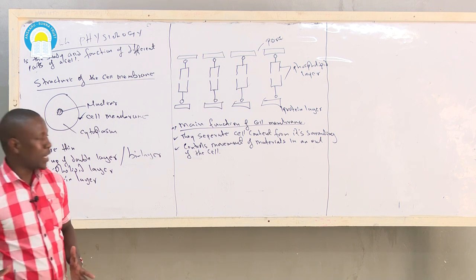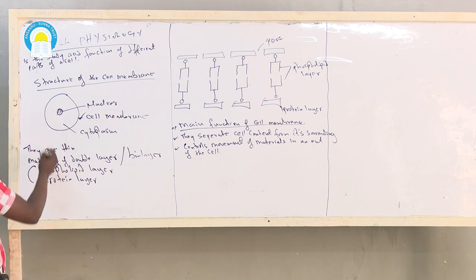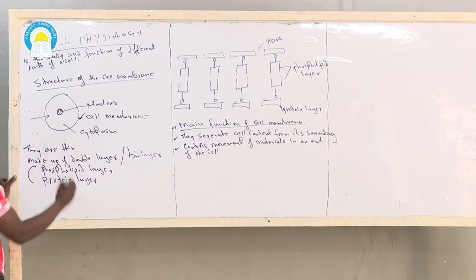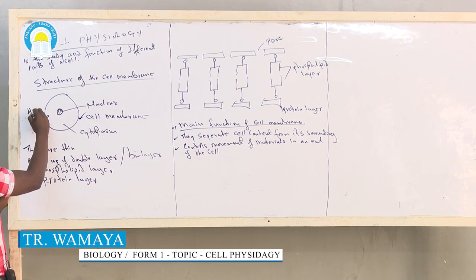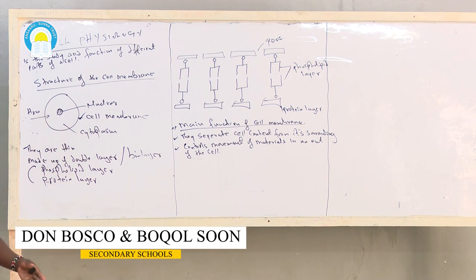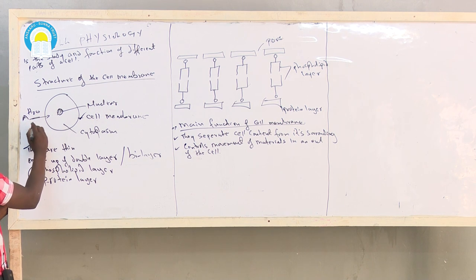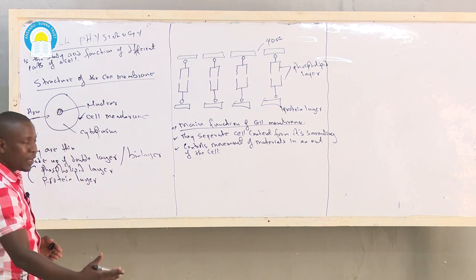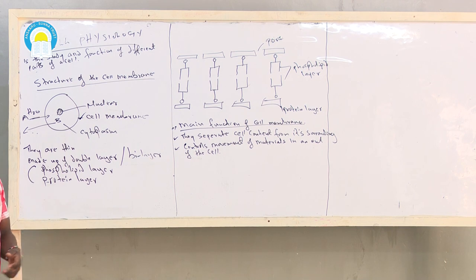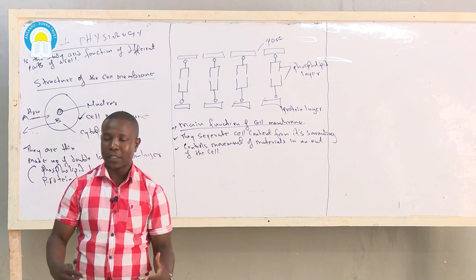So for the materials to enter inside the cell and go out of the cell, for an example, we have the diagram here. Materials from the surrounding are going to enter through the cell membrane. For an example, we take water. Some excess water or waste products are also going to diffuse out of the cell through the cell membrane. Arrow A shows the direction of material into the cell, and arrow B shows the direction of materials out of the cell. And we are told from this point that they separate the cell content from its surrounding.